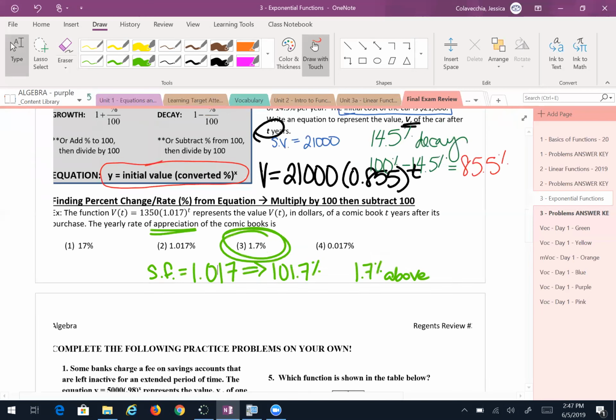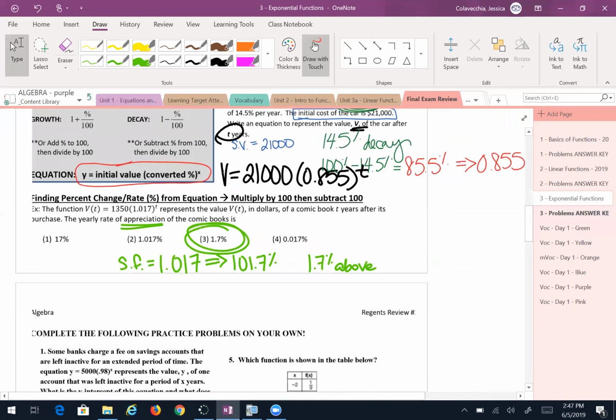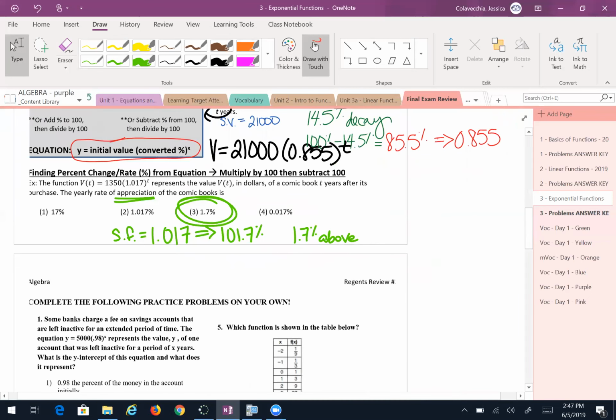You get it? Perfect. And 100. Yep, to see how much above or below it is. Okay.